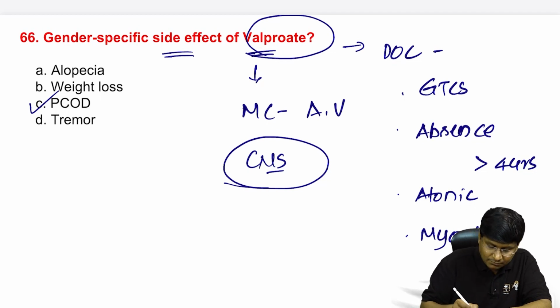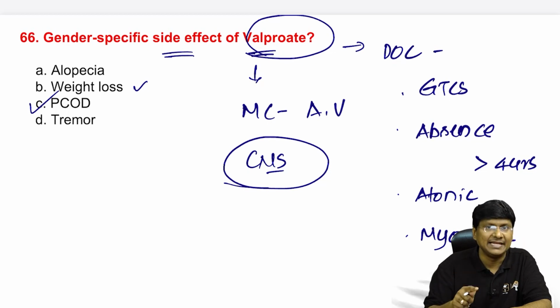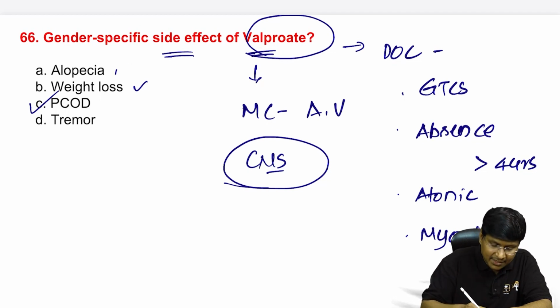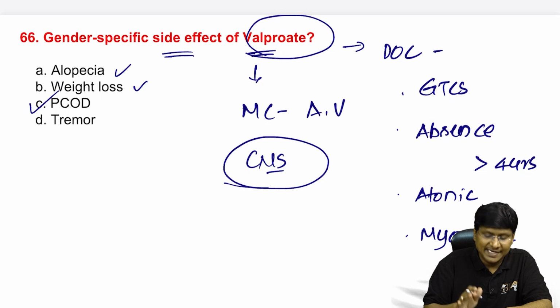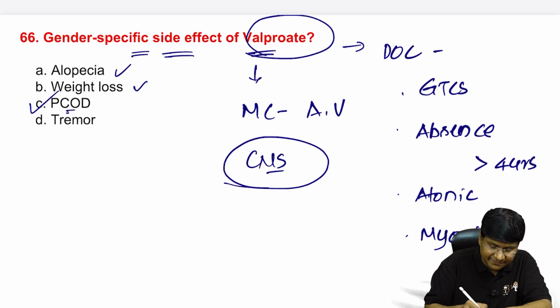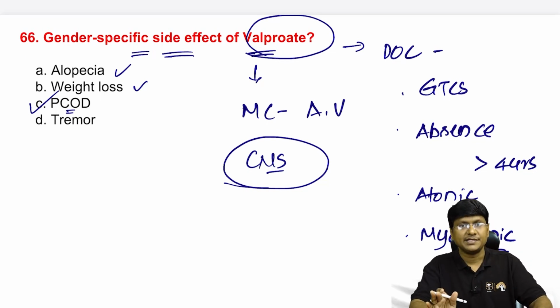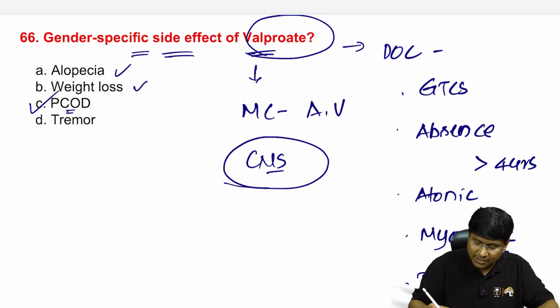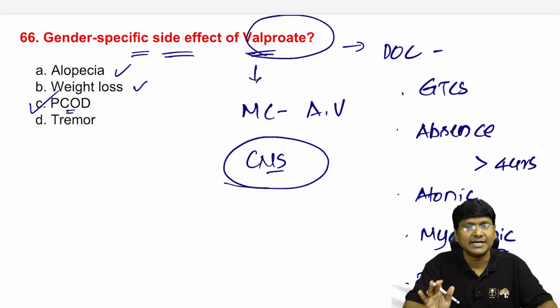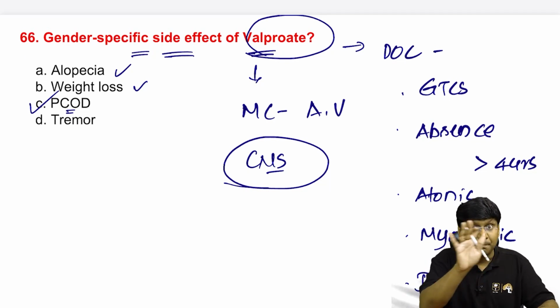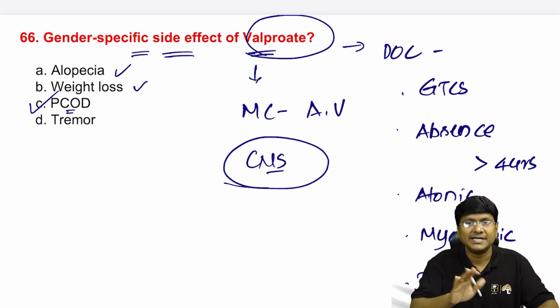And valproic acid will not cause weight loss, it will cause weight gain. Alopecia is observed, but it is not a gender specific side effect. The gender specific side effect will be polycystic ovarian disease. And not only that, this is also the drug of choice in juvenile myoclonic epilepsy. So valproate has a broad spectrum in the treatment of epilepsy, right? Next question.